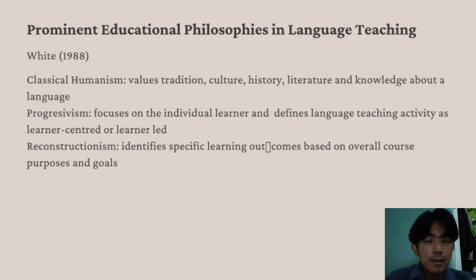Reconstructionism is a reconstructionist curriculum that identifies specific learning outcomes based on the overall course objectives. These learning outcomes guide the selection of activity and experiences in the course, all of which are designed in relation to the predefined criteria which identify what students should know and be able to do at the end of the course.